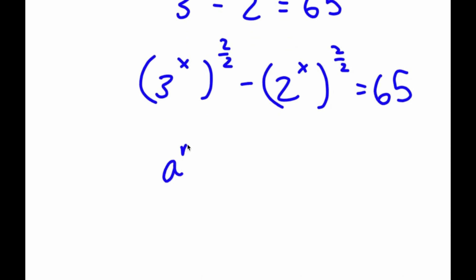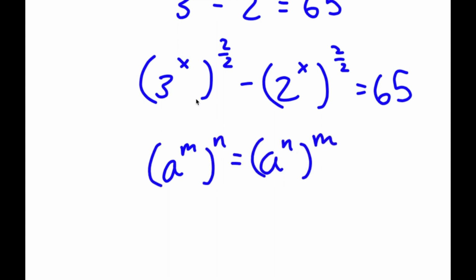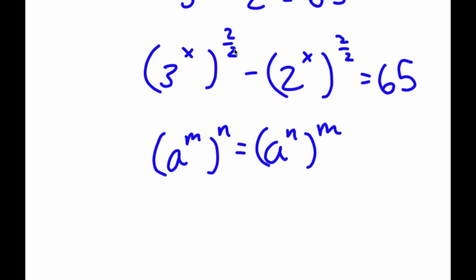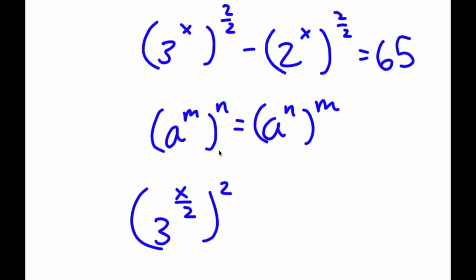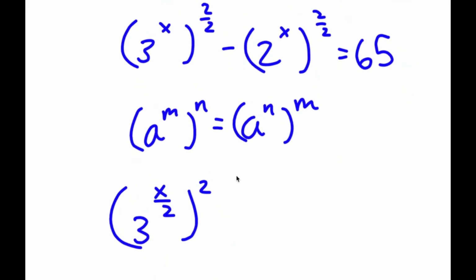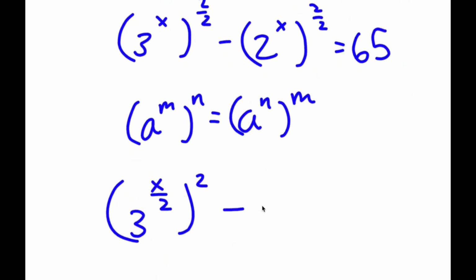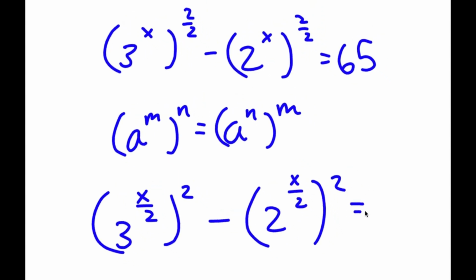Now, if I have something in the form a to the power of m to the power of n, this is the same thing as a to the power of n to the power of m. So in this case, I can switch the places of these two. I can actually rewrite this as 3 to the power of x over 2 to the power of 2. So now I have 3 to the power of x over 2 to the power of 2 minus 2 to the power of x over 2 to the power of 2 is equal to 65.